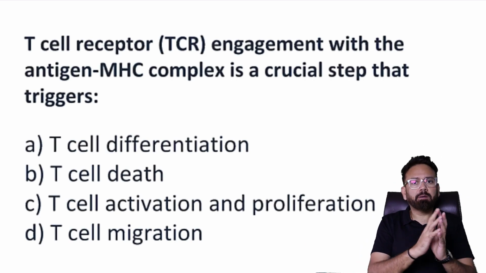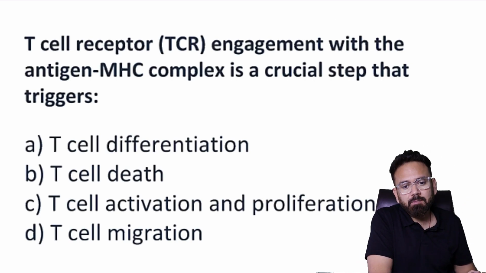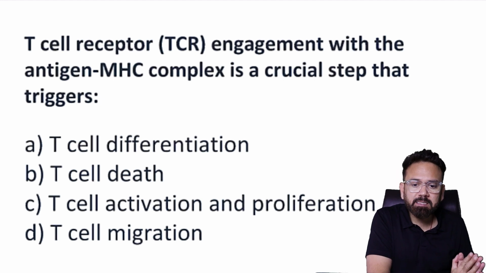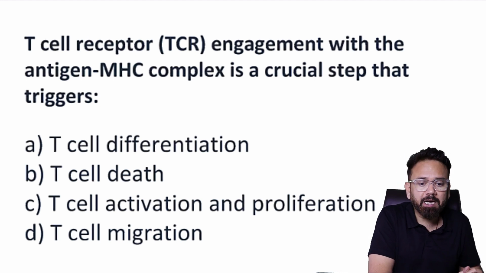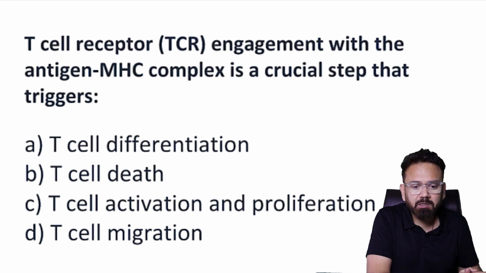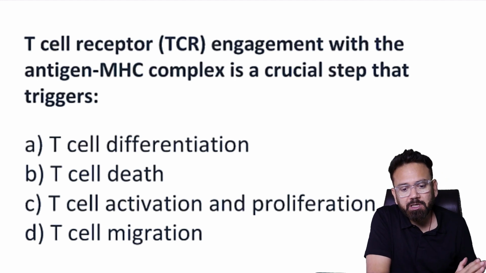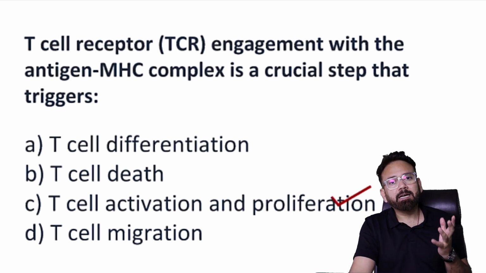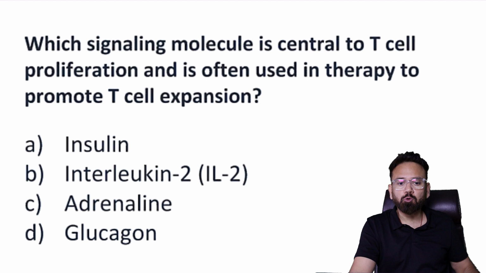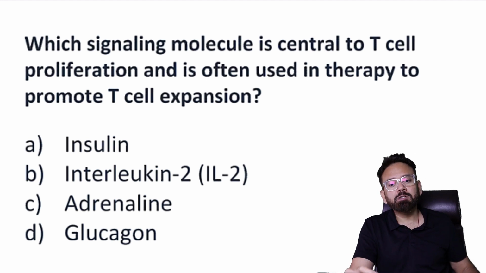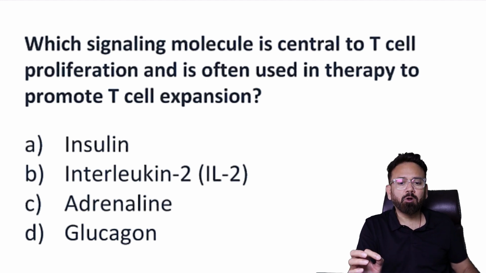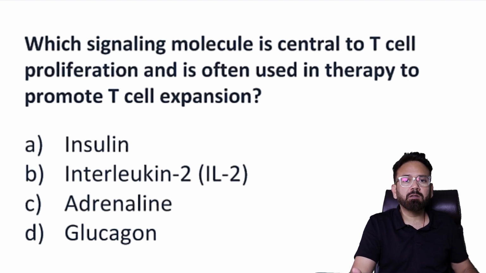Now, let us discuss some MCQ. T cell receptor engagement with antigen MHC complex is a crucial step that triggers T cell differentiation, T cell death, T cell activation and proliferation, or T cell migration. Now we know the answer is T cell activation and proliferation. Step 2. Which signaling molecule is central to T cell proliferation and often used in therapy to promote T cell expansion? We know the autocrine stimulation by T lymphocyte, and that is interleukin 2.